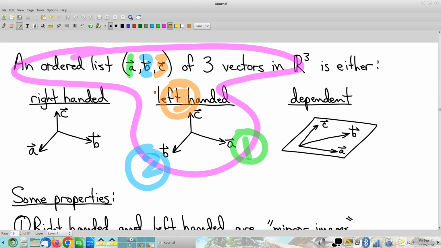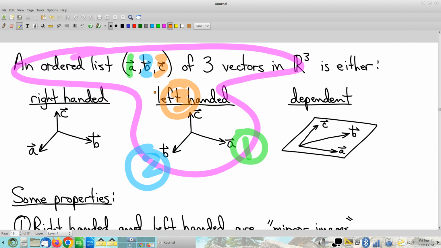Now notice my thumb is pointing below the plane. C, the third vector, is pointing above the plane. Mismatch. So this list right here, ABC, for these three vectors, is not a right-handed order because my thumb's pointing down, the third vector C is pointing up. Lose. Everybody happy? But it is left-handed. Nothing to it. Everybody happy?